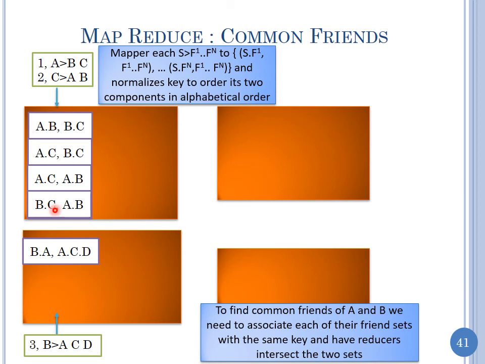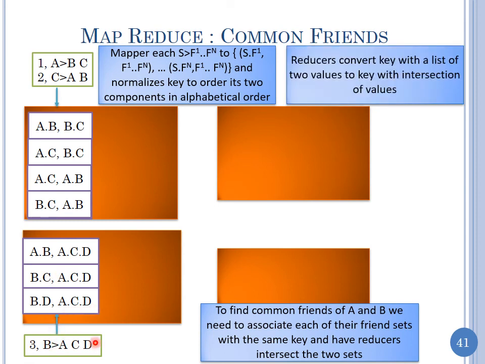Okay. Similarly, we do BA. BA has the friends ACD. We make that AB, ACD. Similarly, we say BC is ACD and BD is ACD, because we're taking B with each of the friends, and that's alphabetically sorted. Now we can give it to our reducers.